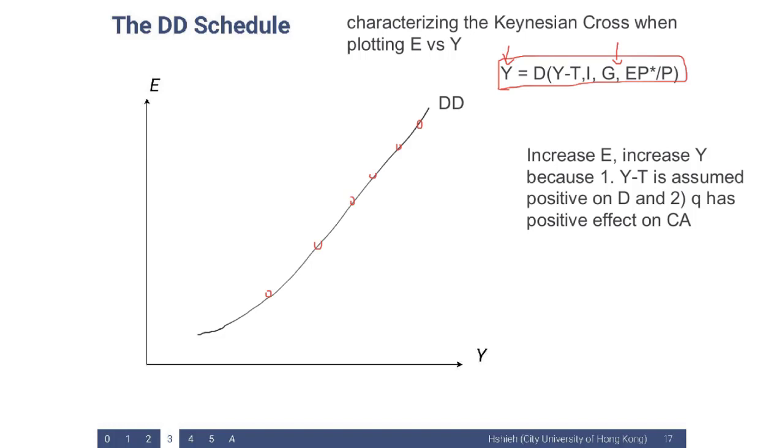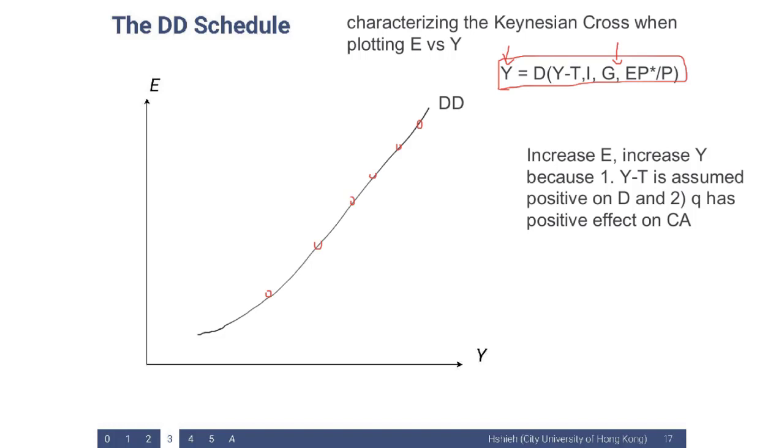DD. Oh, sorry, DD. So what does each point on this DD curve represent, however? Each point on this curve represents an equilibrium condition. Namely, Y equals D, which takes parameters Y minus T, I, G, and EP star over P. Right, EP star over P is just Q. Okay, I'm writing it out just to clarify that there's an E in that equation. Okay.